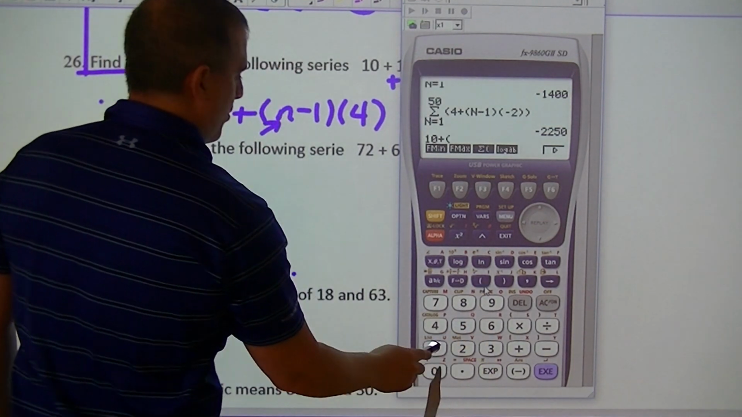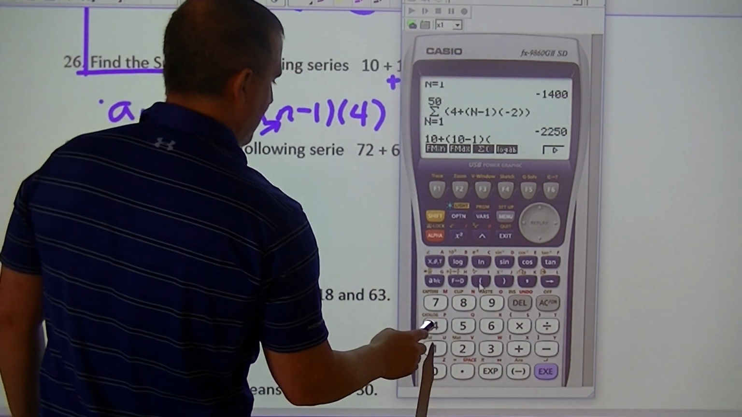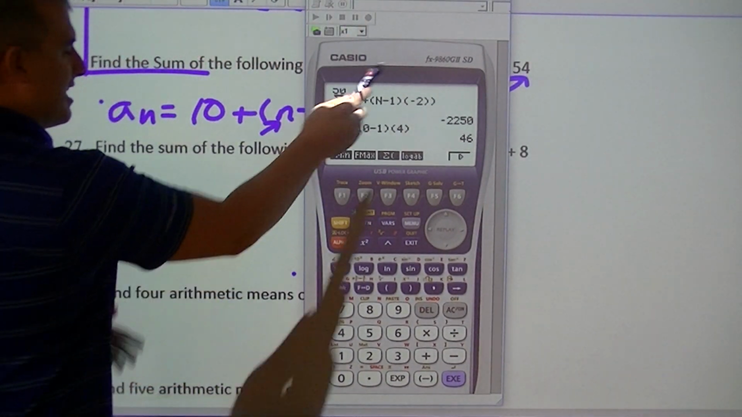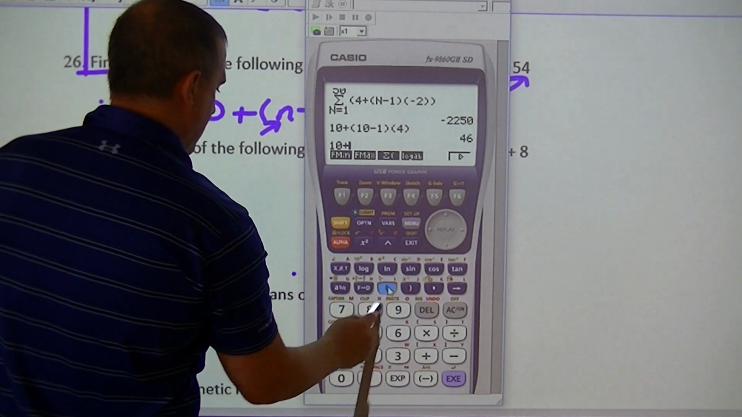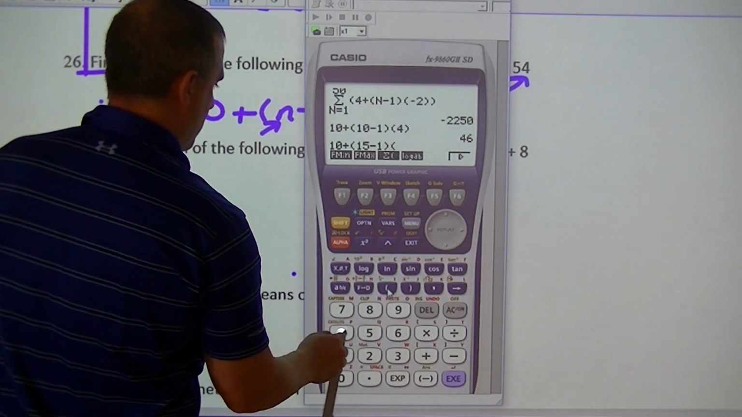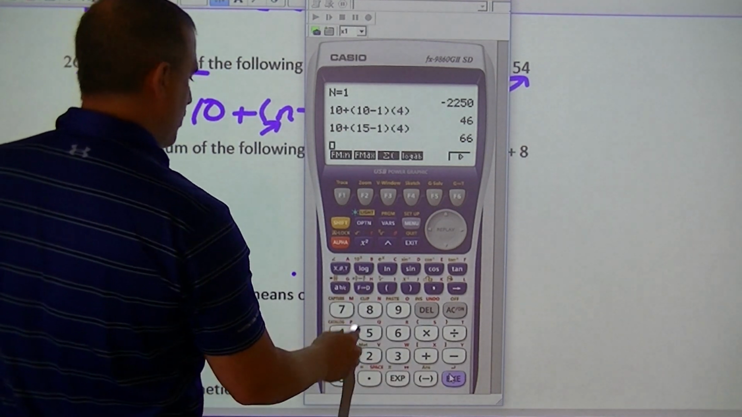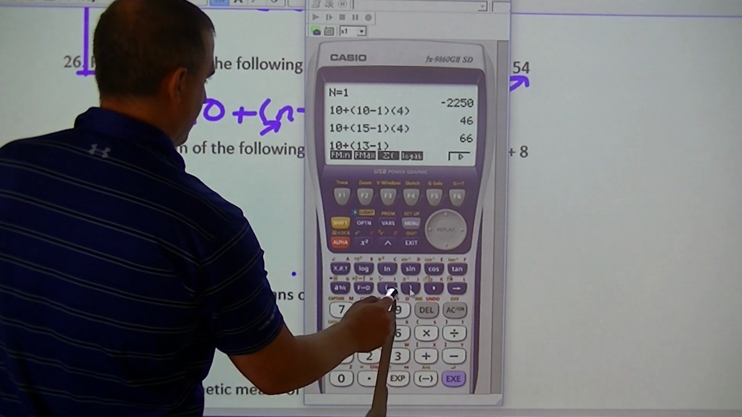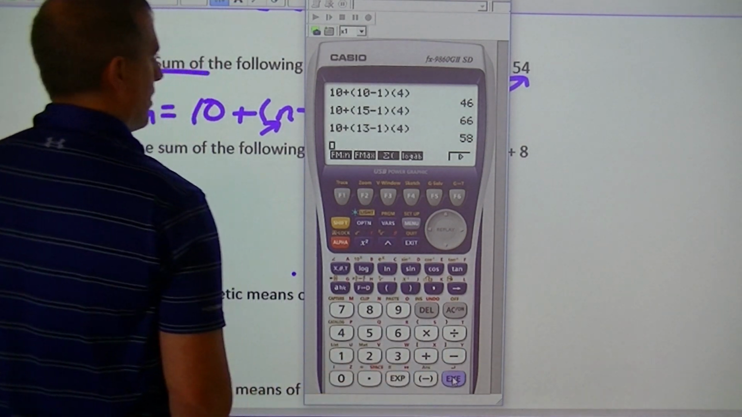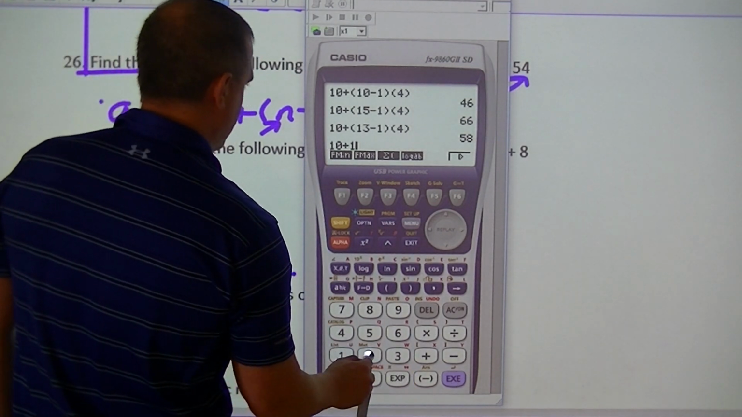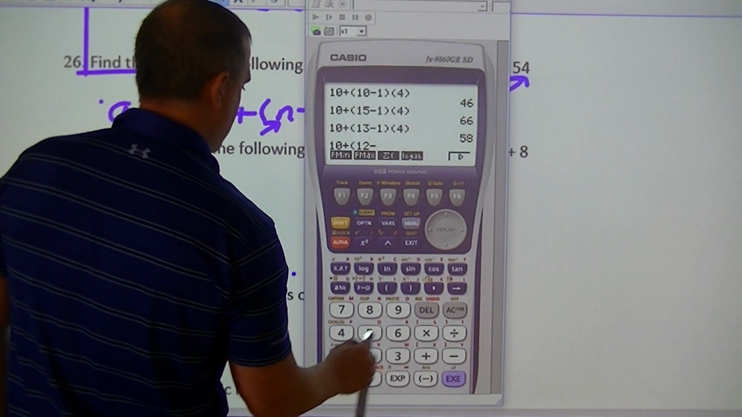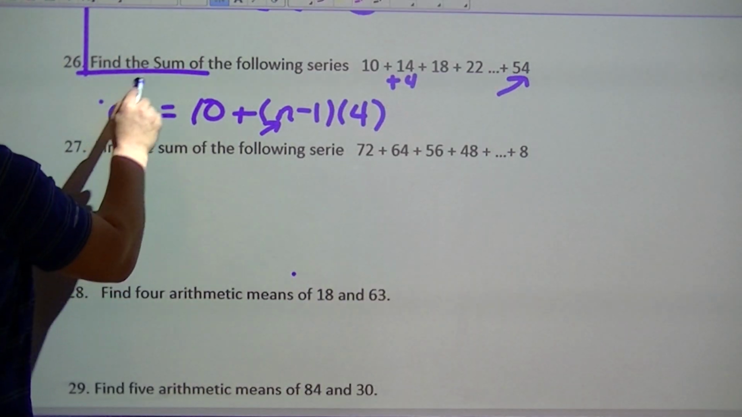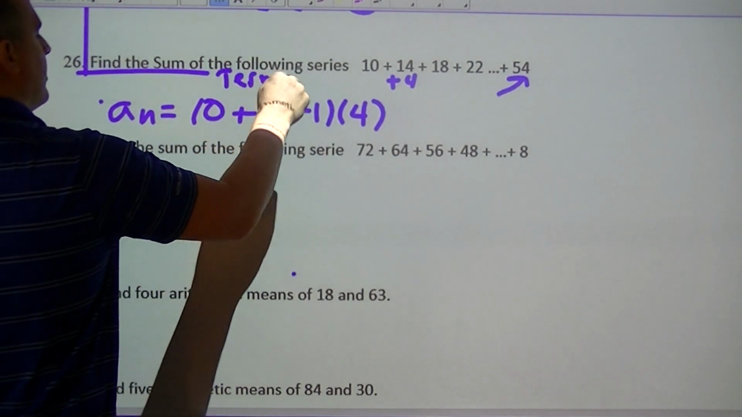I like to start out by putting 10 in for n all the time and just see what I get. I get 46, which is not enough. So I'm going to need to get to 54. So let me try 15. 15 minus 1 with 4. Let's see where that puts me. Okay, a little bit too much. Let's try 13. Still too much. Let's try 12. Now, as you can see, that matches up. So the number of terms is 12.